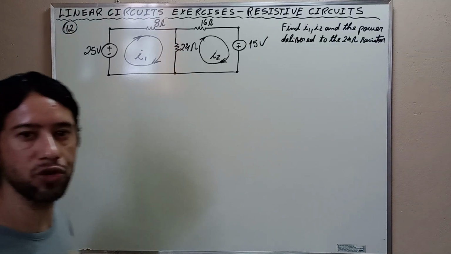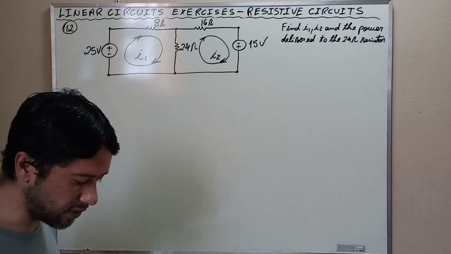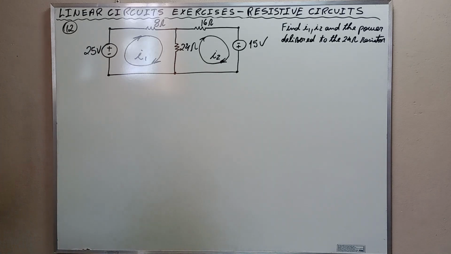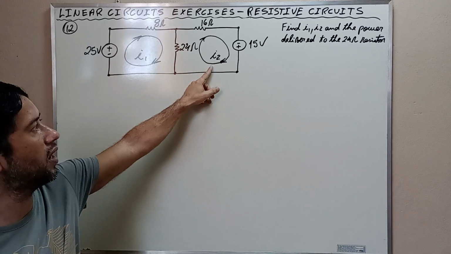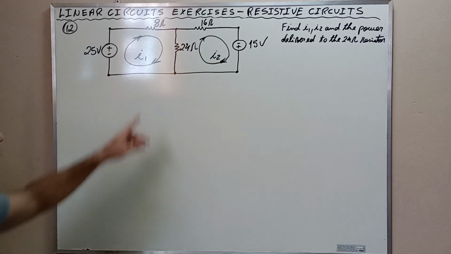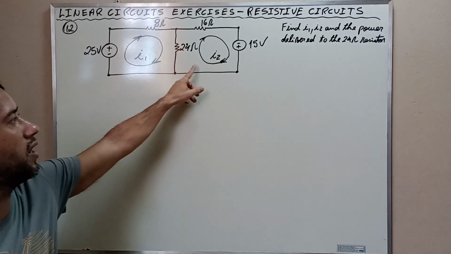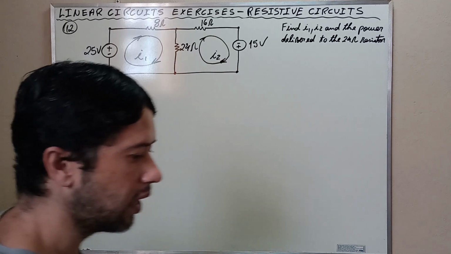Now, my friends, let's go to exercise number 12. Find the values of the currents and the power delivered to the 24 ohms resistor. Before going to the solution, let's understand: this is the current I1, this is the current I2, and this is the 24 ohms resistor. We need to find the values of the currents and the power delivered to the resistor.